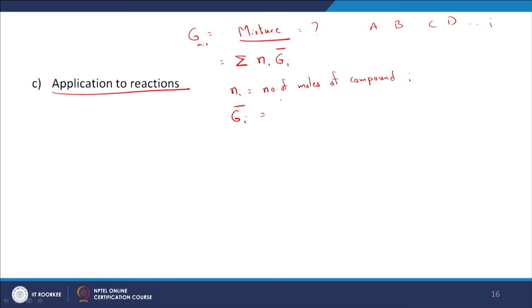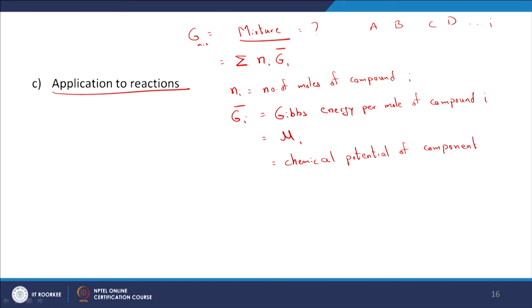Gi bar, a new concept, is the Gibbs energy per mole of compound I, and that is actually also equal to mu I, which again is a new term, the chemical potential of component or compound I, right. So now we have a new term, mu I, or the chemical potential of I. We are going to discuss that in a bit more detail.